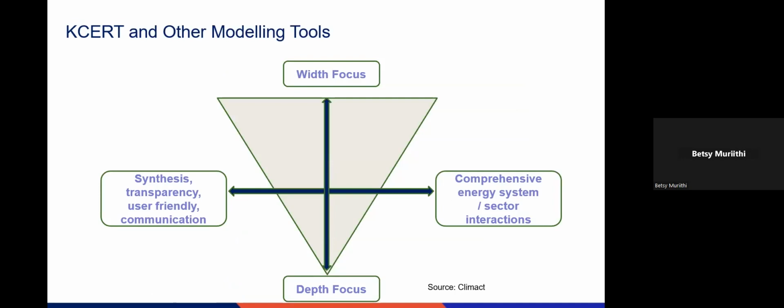Like I said, there are many tools for modeling, KCERT being one of them. And what KCERT does is try to balance the width and the depth of focus. So it covers 6 sectors with adequate in-depth coverage. It doesn't zone in on just one aspect, it tries to cover energy supply and demand across the 6 sectors. And it tries to be as comprehensive as possible while also being transparent, user-friendly, and having a synthesis. So it sits sort of in the middle of this quadrant.